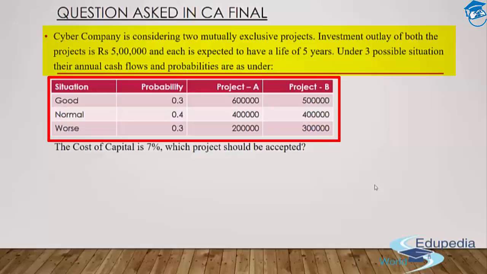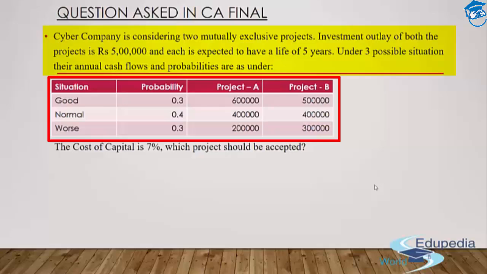Project A is going to provide you the best cash flow in the good situation, which is 6 lakh rupees. If I talk about the normal situation, it is going to provide you 4 lakh rupees as the cash flows. And in the worst case scenario, project A is going to provide you an annual cash flow of 2 lakh rupees. In comparison, project B is going to provide you the cash flows 5 lakh, 4 lakh and 3 lakh in their respective good, normal and worst situation.